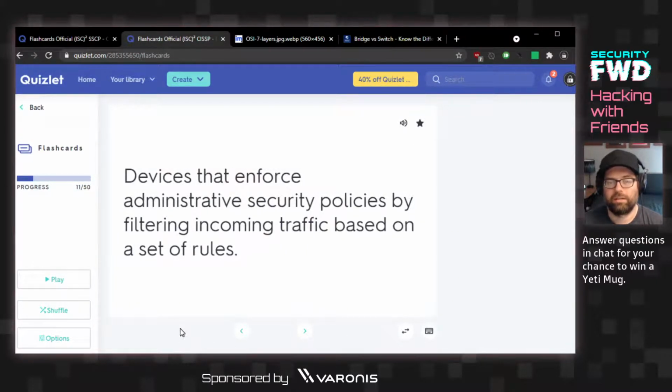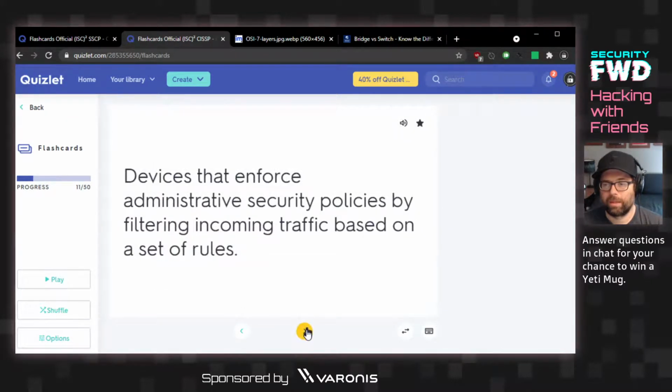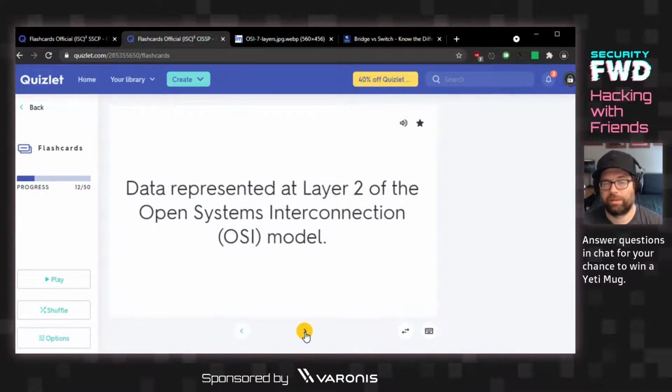All right. Devices that enforce administrative security policies by filtering incoming traffic based on a set of rules. I'm going to say firewall. Firewalls, yeah. I'm going to blame myself a bit.